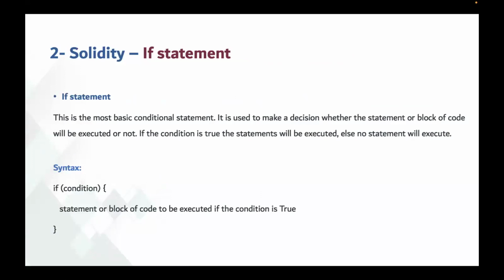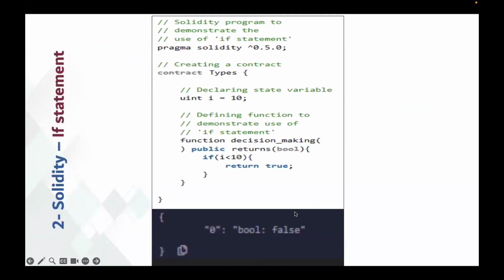The if statement is the most basic conditional statement. It executes a block of code if the specified condition is true, as you can see here in the syntax. So we have if, then a condition, and after that either a statement or a block of code to be executed if the condition is true. Here's the example for the if statement.